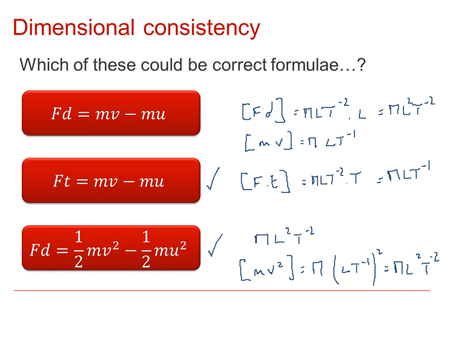Now you'd probably recognize that the force multiplied by time is an impulse, so the second one is impulse is change in momentum, and then the third one is the equation for work done is change in kinetic energy. So we've just checked that those equations that we've met before do have the correct dimensions.